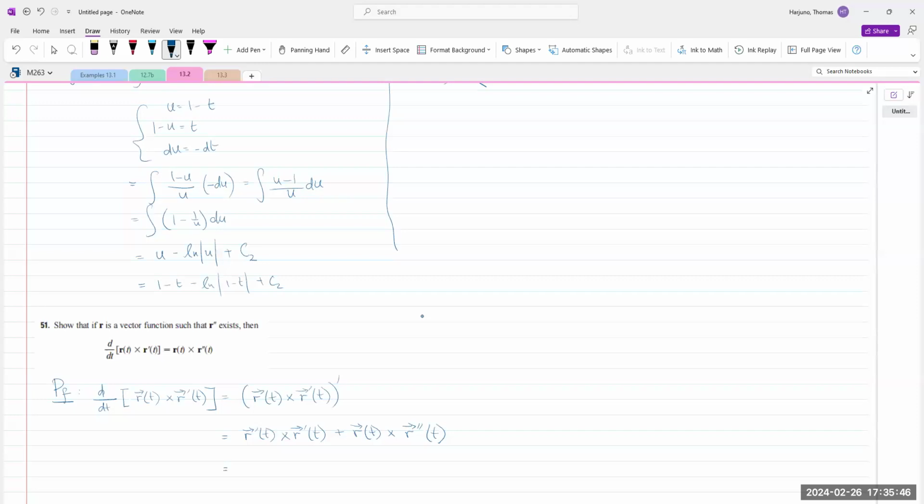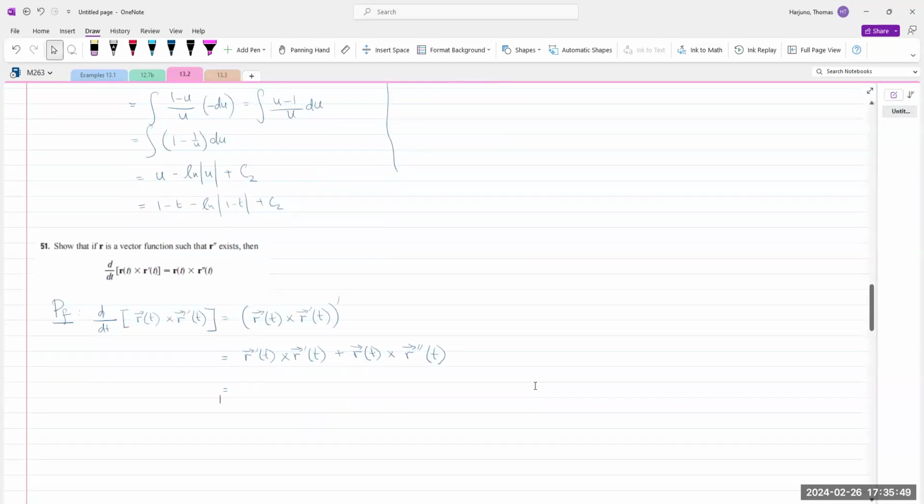Okay, now the thing is, of course, r' must be parallel to itself, therefore the cross product must be the zero vector. Okay, so we get r(t) cross r''(t). That's the end of the proof.